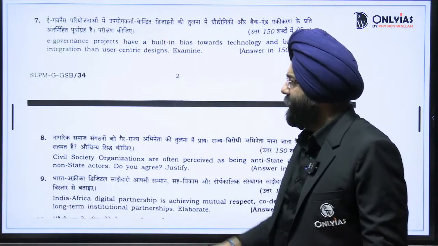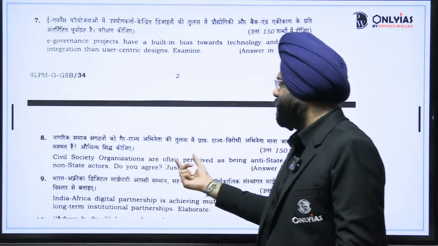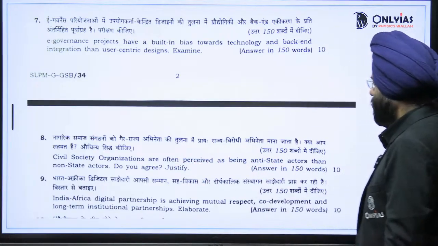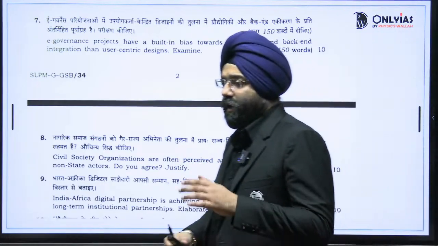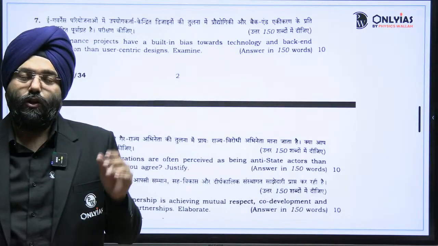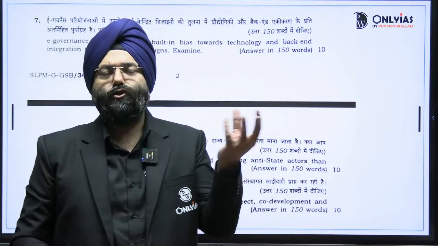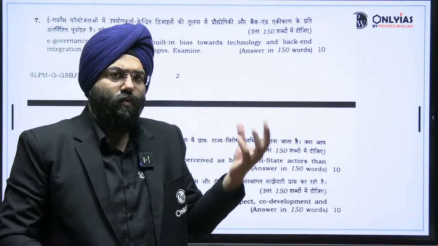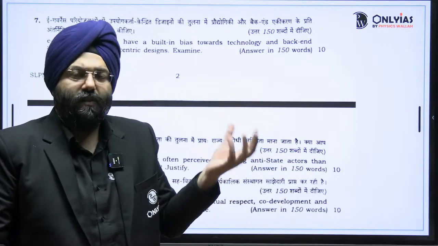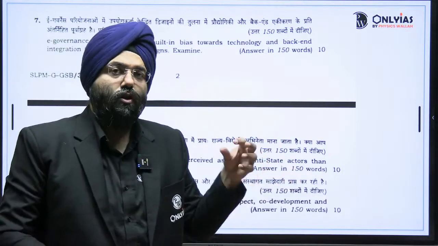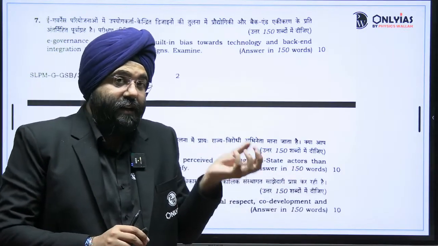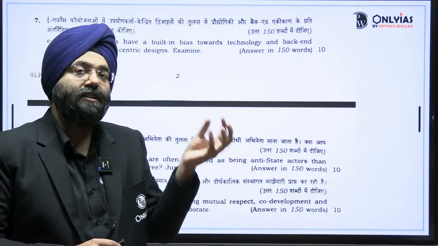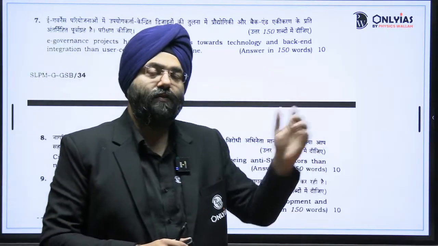Very simple. Next is, civil society organizations are often perceived as anti-state actors rather than non-state actors. Now see, anti-state and non-state, what do you mean? Non-state means, for example, an NGO. An NGO is a body which works on voluntary aspects, is not backed by a government, or not associated with the government directly, not a government body. That is non-state. But when it becomes anti-state, it means that it is working on aspects which hurt the unity and integrity of India.